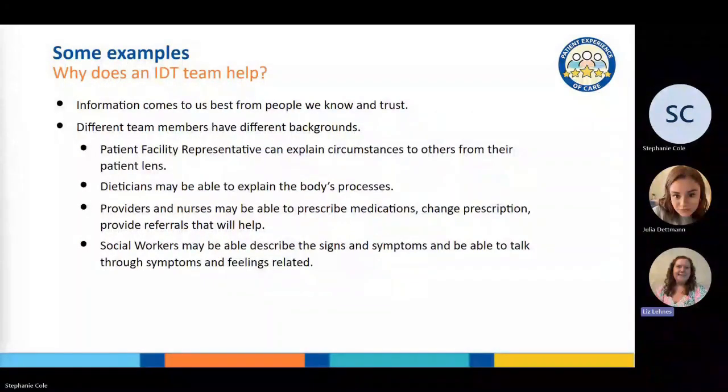Some examples. Why does an IDT team help? Information is going to come to us from people that we know and trust best. Different team members are going to have different backgrounds. Patient facility representatives can explain circumstances to others from their patient lens. Dietitians may be able to better explain body's processes. Providers and nurses may be able to prescribe medications, change prescriptions, or even provide referrals that help. And social workers may be able to connect different signs and symptoms, talk through these symptoms and the feelings that are related to them.